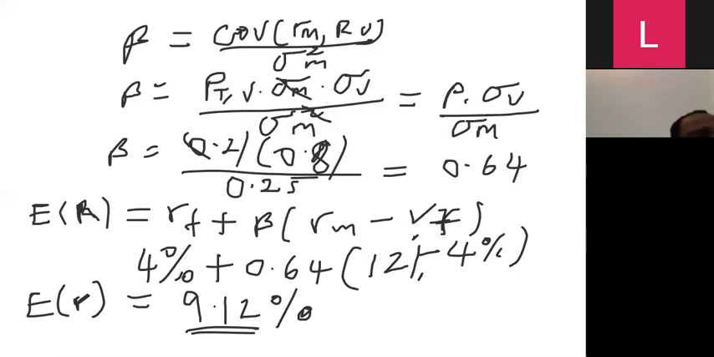Mind you, we have been asked to make this decision based on the CAPM, and the CAPM gives you only the expected return. So what I'm doing here is just comparing the return of the portfolio, which is 9.12%, to the return on only Tanglewood, which is 12%.